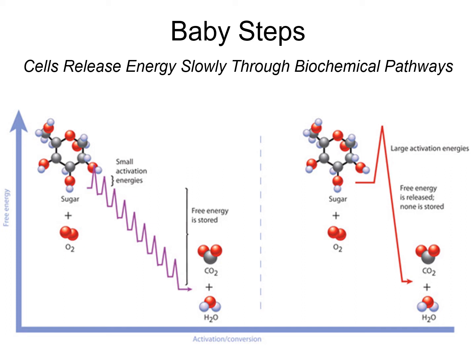Now in your cells, things don't happen all at once like this because your body wouldn't be able to capture that energy effectively. You would basically just spontaneously combust. So instead, there's a number of little reactions that occur, and you can see that on the left. But notice on the right, there's something called an activation energy. And this is the energy you have to put in to start the combustion process.